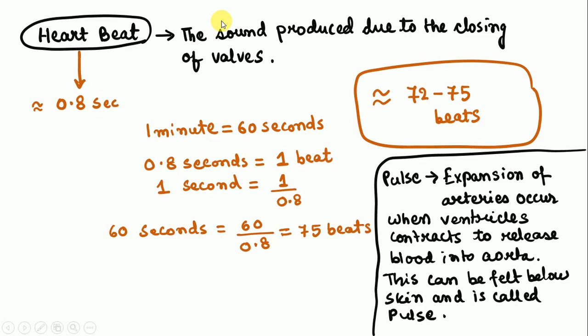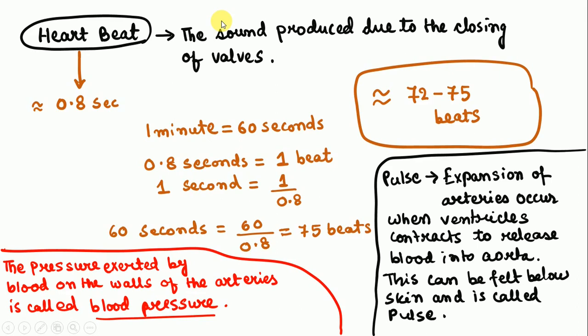Apart from this, the pressure which is exerted by the blood on the walls of the arteries is called the blood pressure. This blood pressure is measured by a device known as sphygmomanometer, and our average blood pressure is around 120 by 80 millimeter of mercury. If a blood pressure is high, then we will call it hypertension.